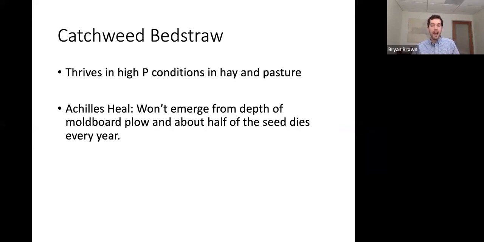And then about half of the seed will die every year. So if you can flip that soil, maybe when you're renovating your hay or your pasture, do some moldboard plowing, then put in your new pasture. It shouldn't be coming up until you're ready to renovate again. And by that point, a lot of it will be dead.